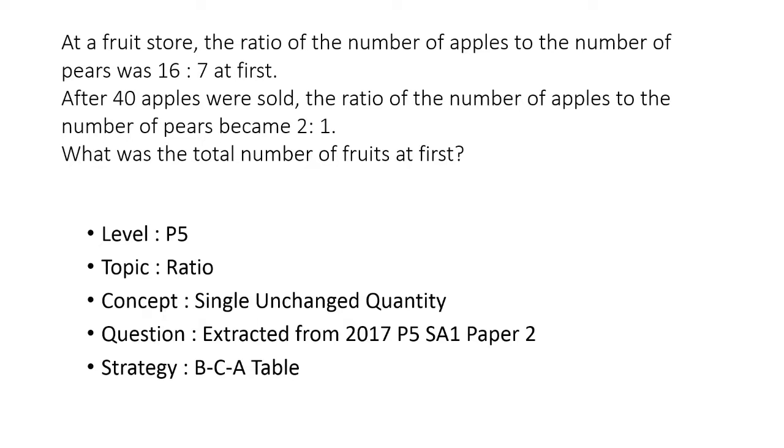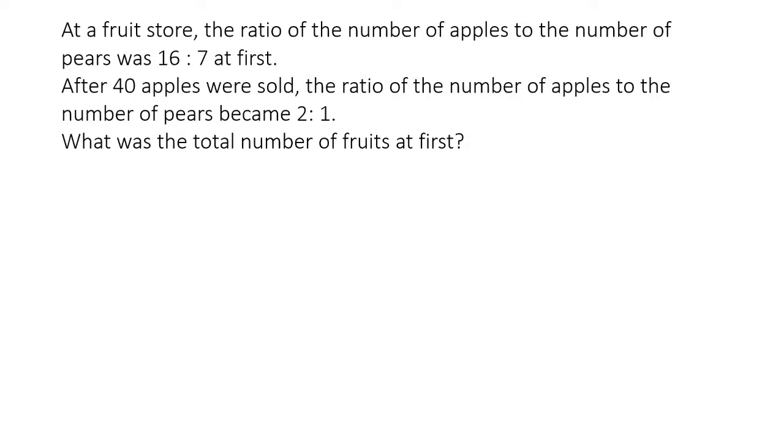In this episode, we're going to discuss a P5 question. This is based on the topic of ratio. The concept involved will be single-unchanged quantity. The question is extracted from a 2017 P5 SA1 paper, and the strategy we're going to use will be the BCA Table. Let us begin by reading the question. At the fruit store, the ratio of the number of apples to the number of pears was 16:7 at first. After 40 apples were sold, the ratio of the number of apples to the number of pears became 2:1. What was the total number of fruits at first?